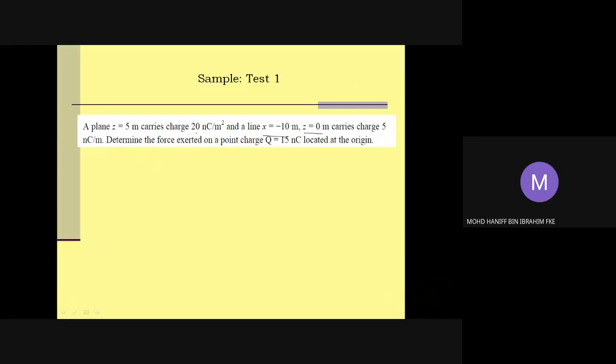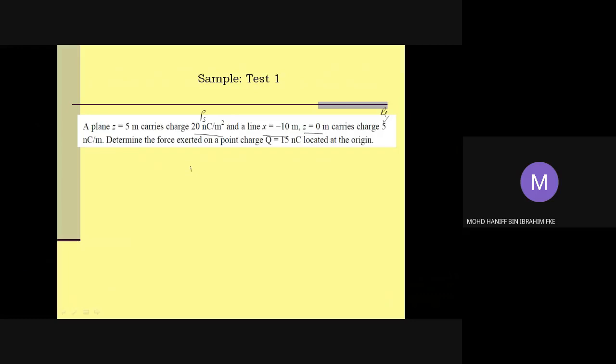The first one is a surface charge density, rho s. Secondly, a line charge density, rho l. The question is to find the force exerted on a point charge Q of 15 nanocoulomb located at the origin. We can sketch the problem to look like this.